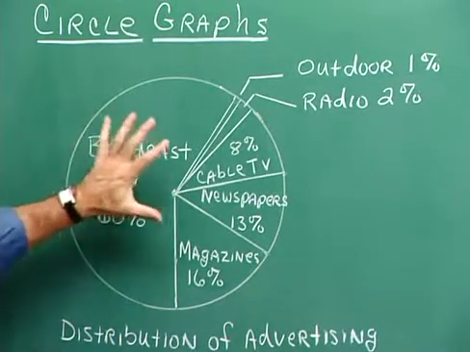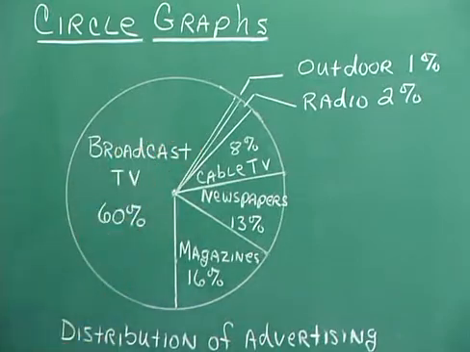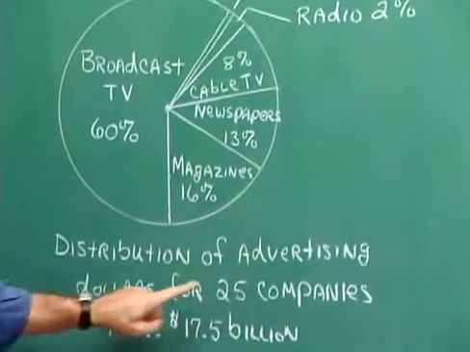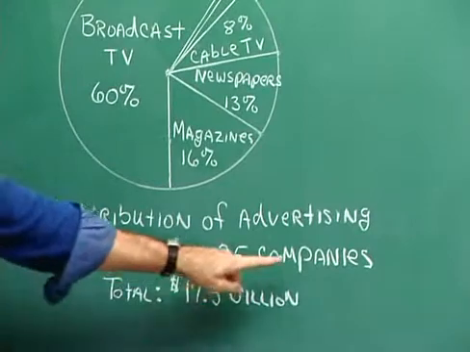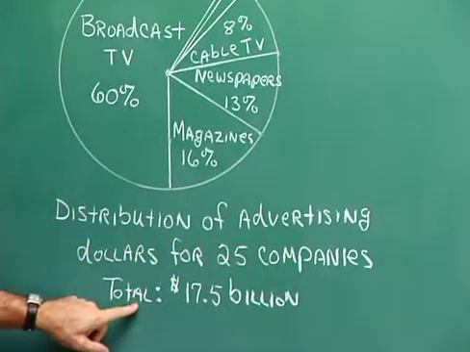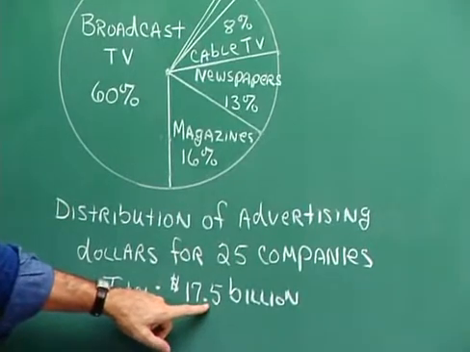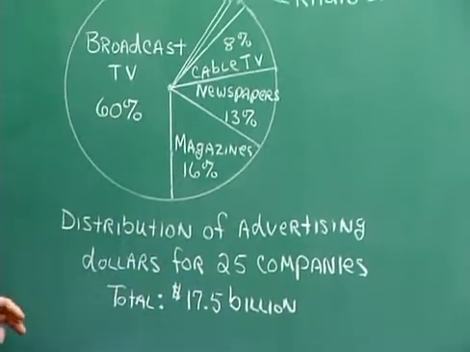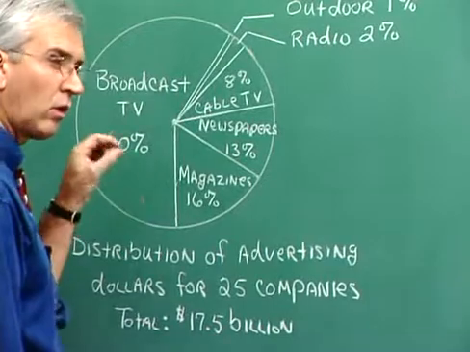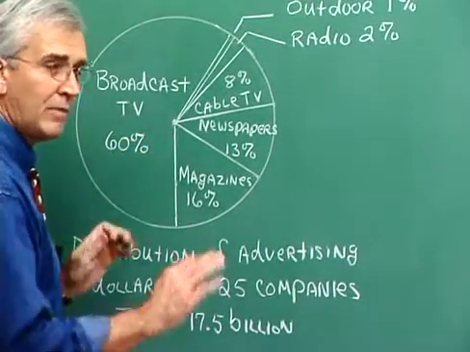Well, this happens to be a graph associated with this information. It is the distribution of advertising dollars for 25 companies. And let's say the total is $17.5 billion. $17.5 billion. This is a problem that's in your textbook, and I've changed the total just a little bit. You might notice.